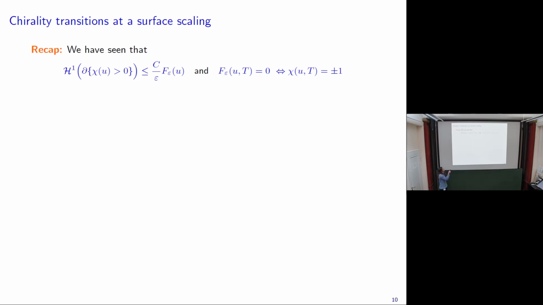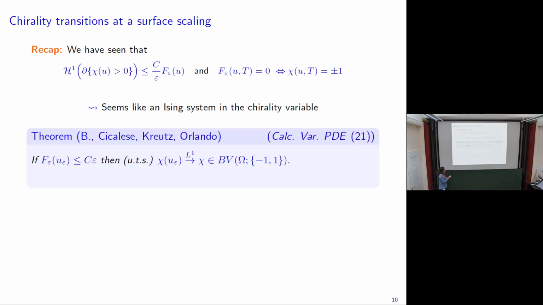We can bound the Hausdorff measure of the boundary of the characteristic set where the chirality is positive by the energy divided by epsilon. And this characterization we probably saw before. This seems a bit like, not exactly, but a bit like an Ising system in the chirality variable. Obviously not exactly, because the chirality takes values in the whole interval [-1, 1]. But it's minimized, so the energy is 0 if and only if we have plus and minus 1. And you know that for Ising systems something happens on this 1/epsilon scaling regime. And this is exactly what we were able to prove.